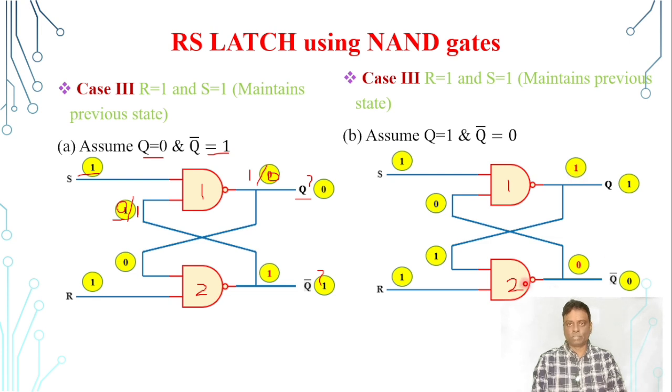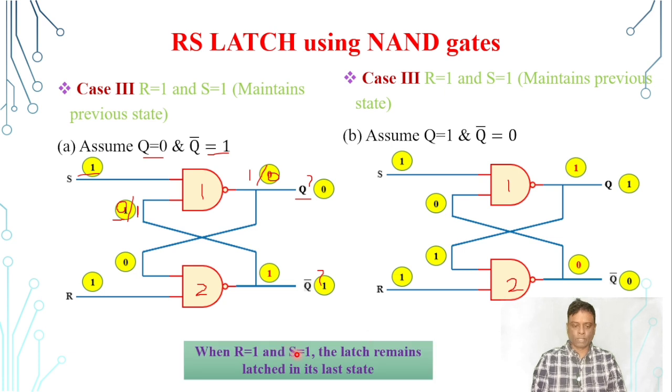So in both cases, you can see that we have matched the initial assumptions. That is why this state is called the no change state. If R equal to 1 and S equal to 1, the latch remains in the last state.